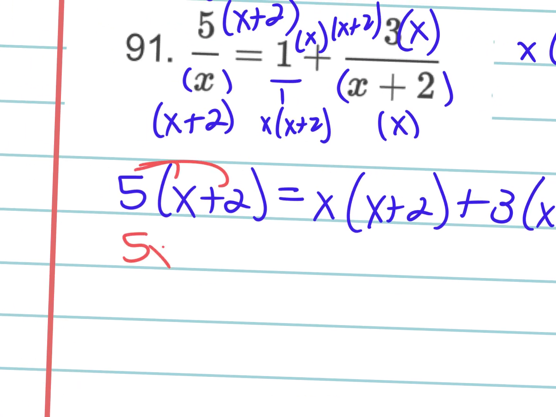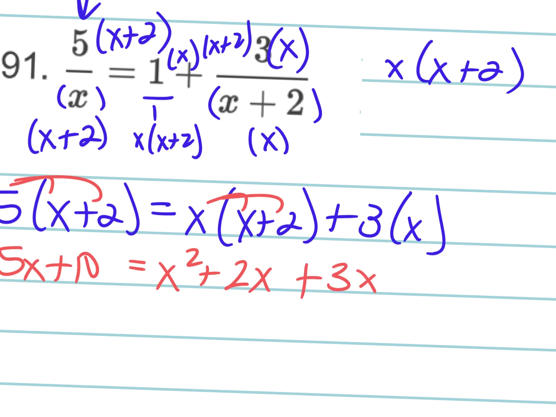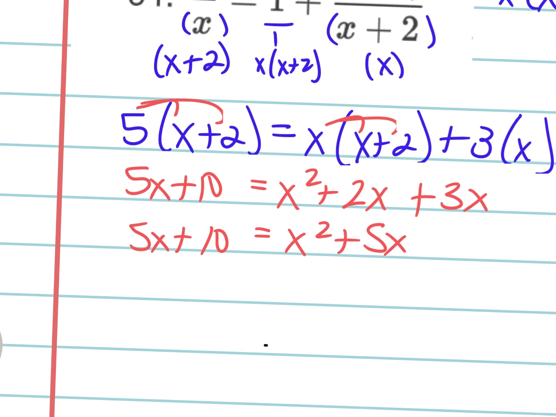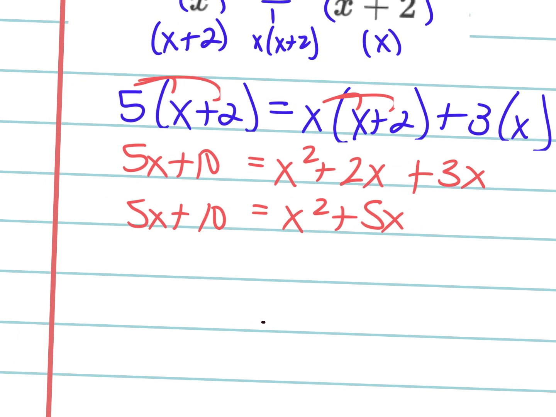So I have 5x plus 10 equals, if I distribute here, I have x squared plus 2x plus 3x. So let's see what we combine on the right-hand side. I have 5x plus 10 over here on the left. I have x squared plus 5x. And since I have a quadratic, I have x squared and x. I'm just going to go ahead and move everything to one side. So I'm going to subtract 5x and minus 10. Subtract 5x and minus 10.